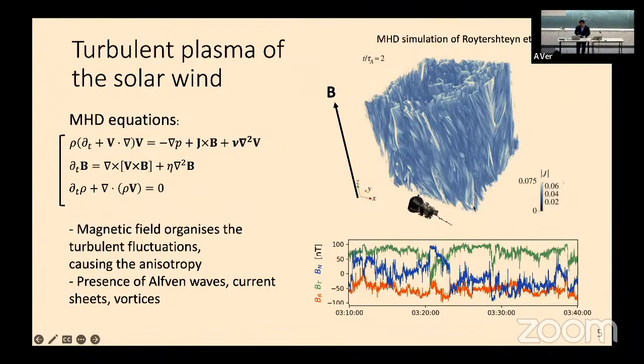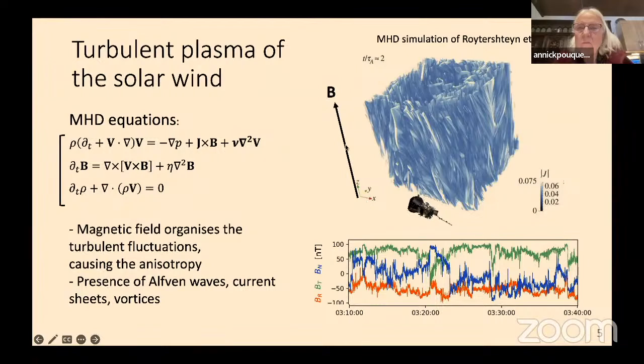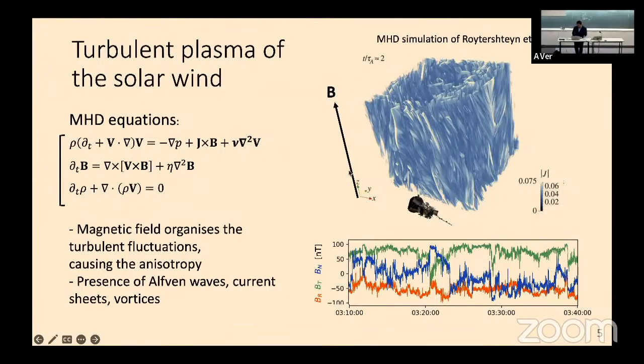This is a big simulation, and the current density is shown in color here. The magnetic field line is organizing the fluctuations around it. This is the schematic of the Parker Solar Probe. The spacecraft is crossing the plasma like this, and it is measuring the magnetic field and other parameters of the plasma in the solar wind.